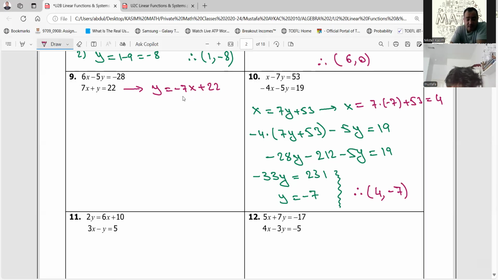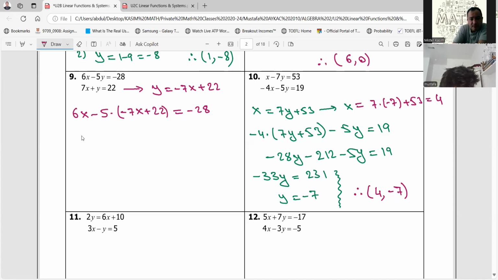Now the second step is substitution. I'm going to substitute this into the first equation. The first equation is 6x minus 5 times y, right? But instead of y, I can use this expression, negative 7x plus 22. Now on the right-hand side, we have 28. Now this equation becomes a single variable equation, right? Because we have only one variable in the equation. And we know how to solve it.